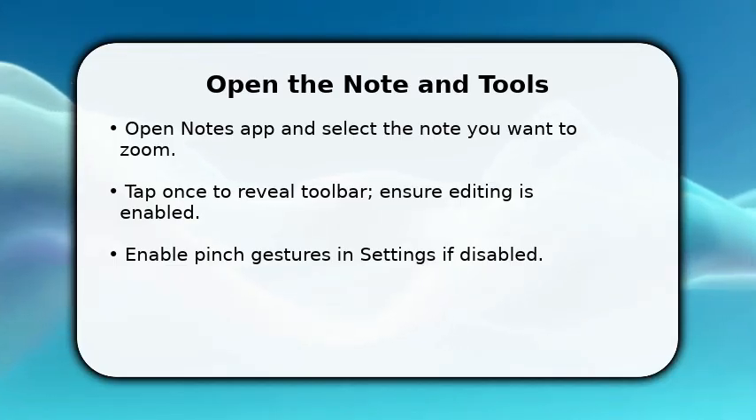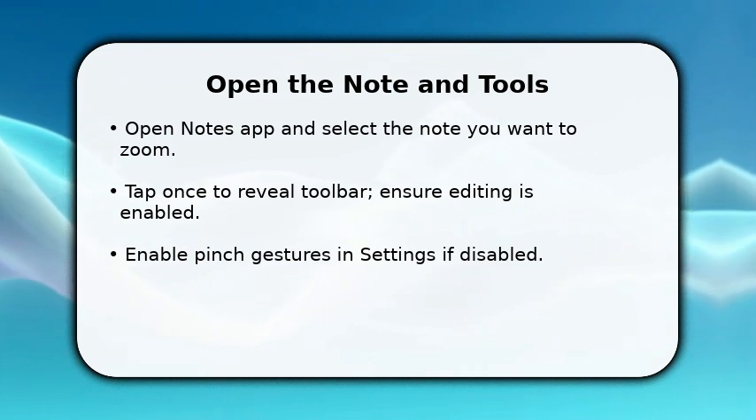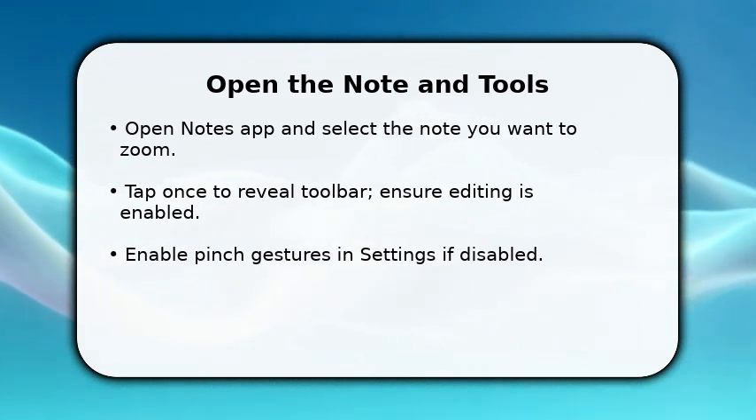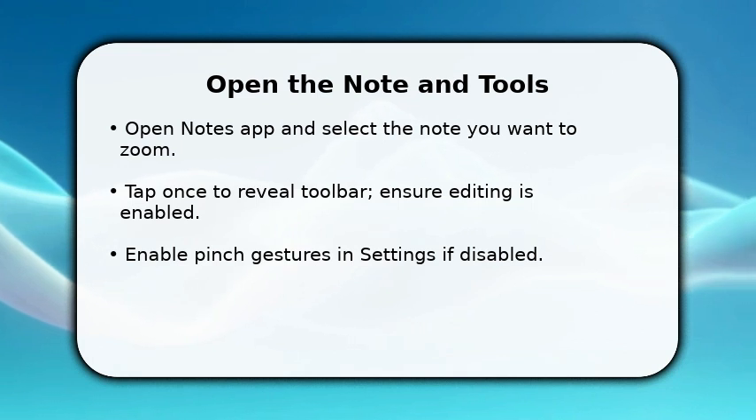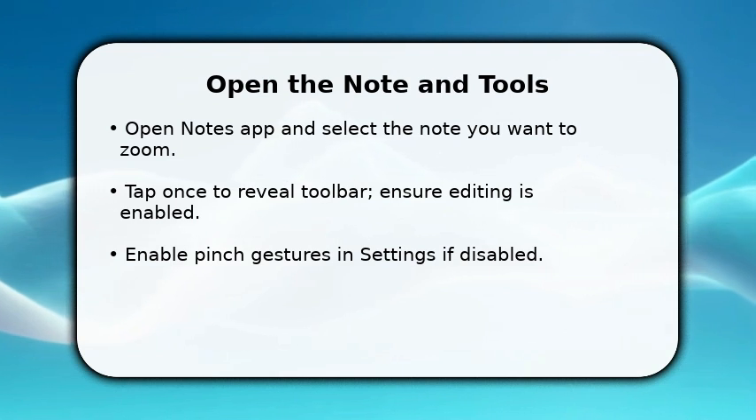You start inside the Notes app with the note open. First, tap the note so the toolbar appears and make sure you're in edit mode. This allows gestures to work. Once done, position 2 fingers on the screen near the area you want larger. Pinch outward slowly to zoom into text or images.